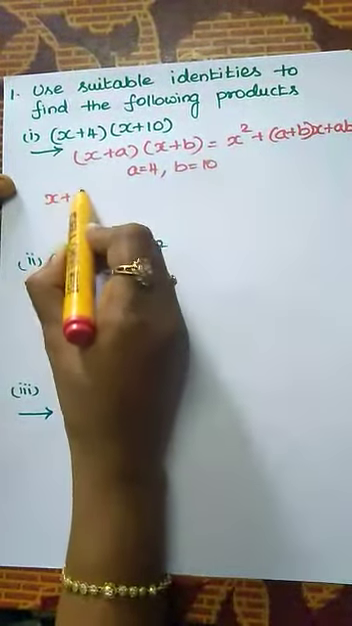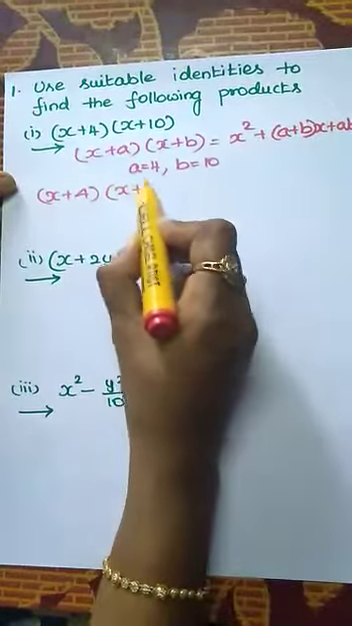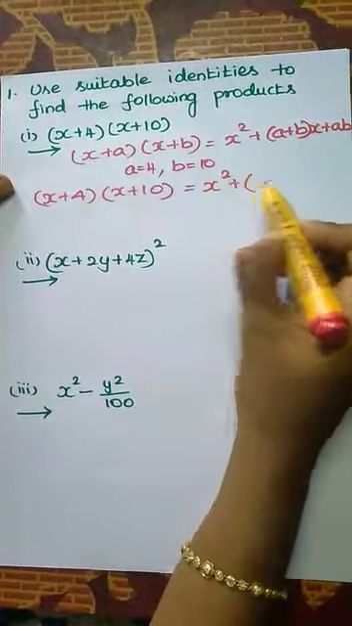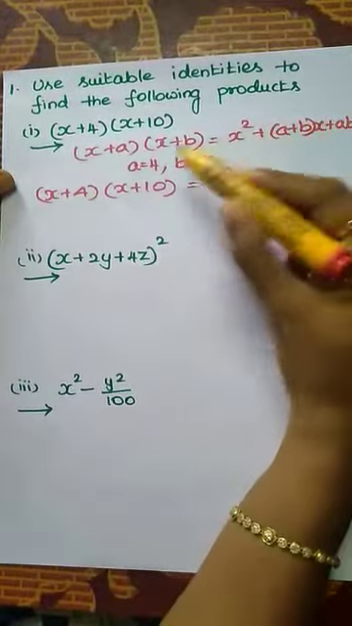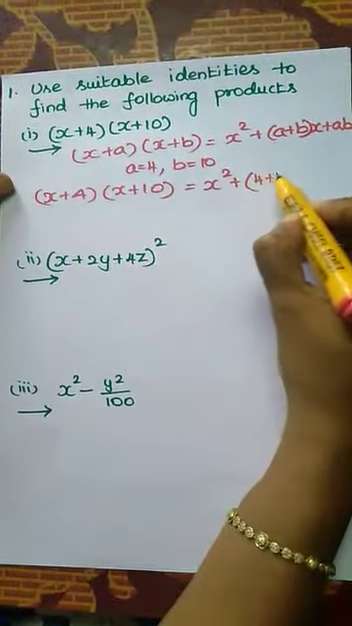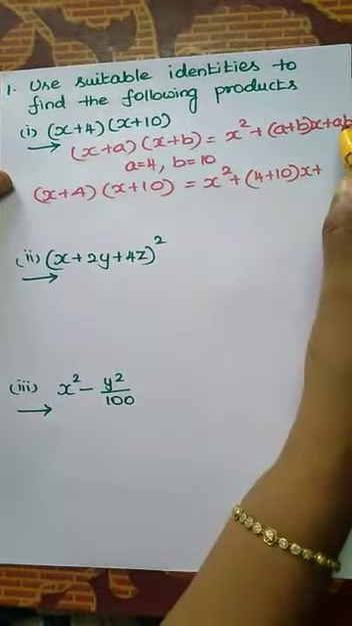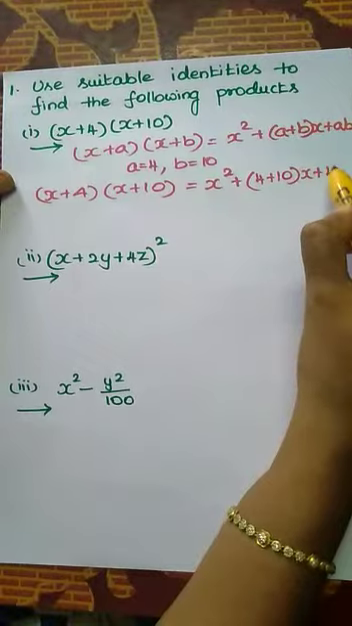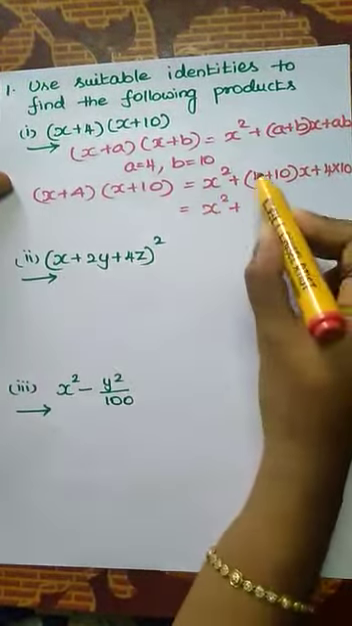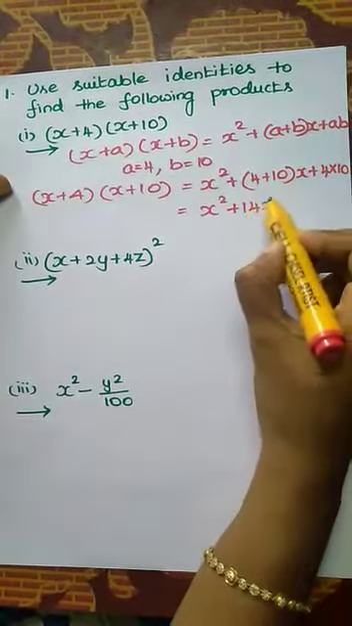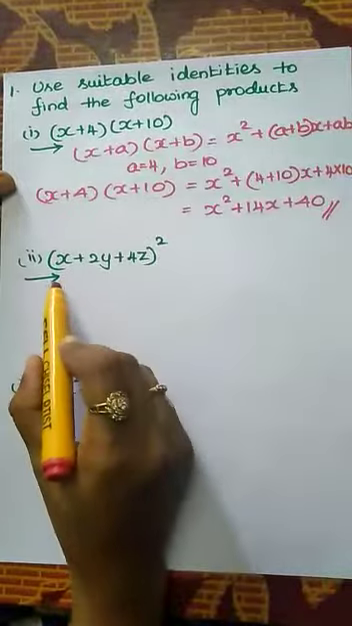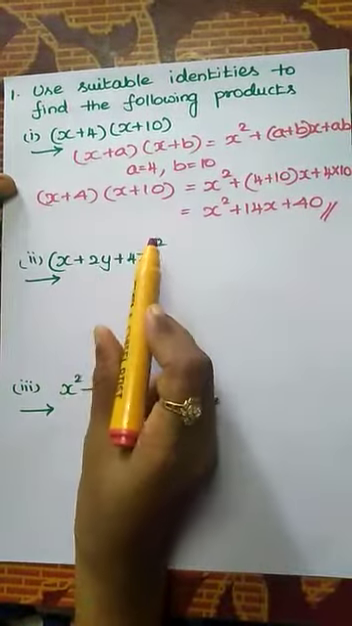So (x plus 4) into (x plus 10) is equal to, the first step, x square. Next step, (a plus b) of x. What is our a value? 4. B value, 10. So (4 plus 10) of x. The last term, a into b, that is 4 into 10. So x square plus 14x plus 40. That's all. The next sum, (x plus 2y plus 4z) the whole square.